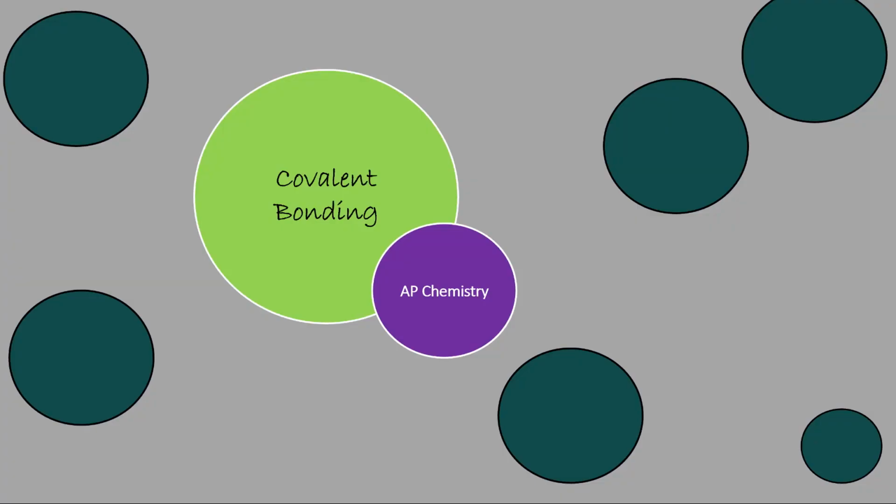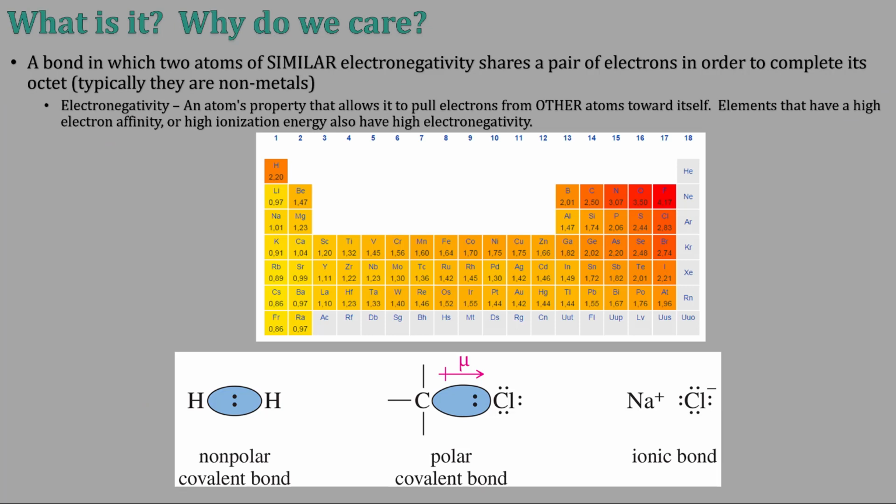Hey guys, this video is going to be Introduction to Covalent Bonding, Lewis Structures, and Formal Charge. Alright, so what is it and why do we care? The simplest definition of a covalent bond is when two atoms of similar electronegativity share a pair of electrons in order to complete their octet.